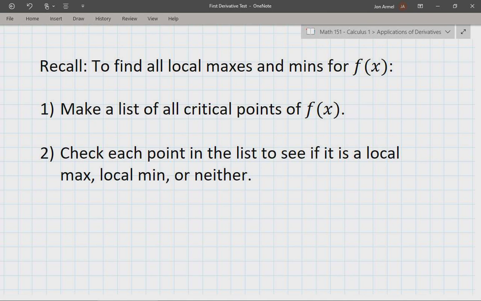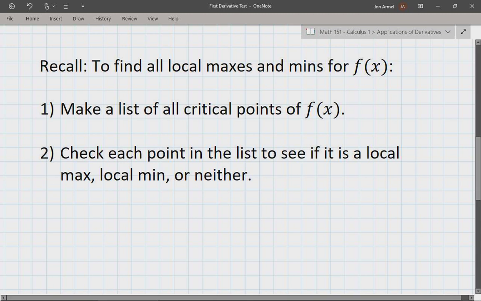And then the second step was, well, you've got this list of critical points now. That's the only places the max and min can occur. So then you just check each one, and if you've checked all of them, then that's everything, right? Because Fermat's theorem says that's the only things that can happen. But I didn't go into any detail about how you check.